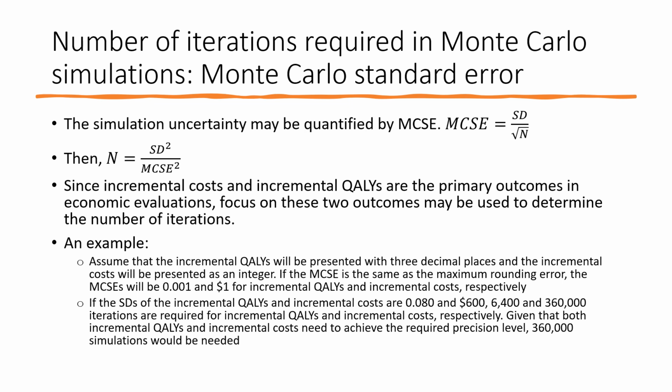We may calculate the number of iterations required by setting a pre-specified Monte Carlo standard error. We can assume that Monte Carlo standard error is the same as the maximum rounding error used to present results. We can also define the acceptable accuracy based on justifiable methods.